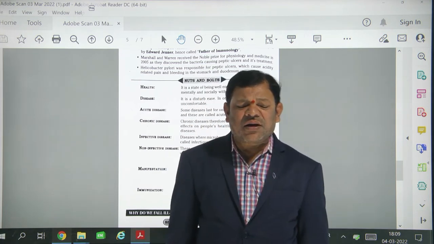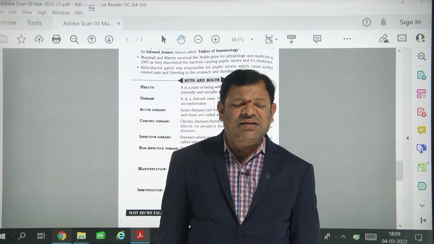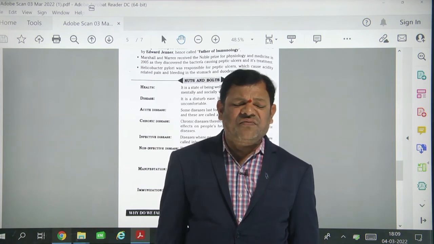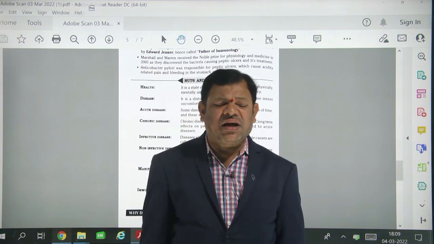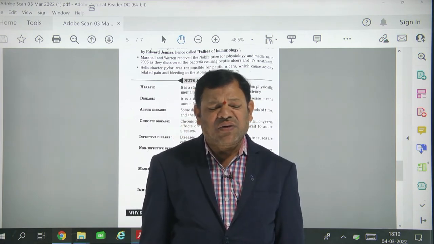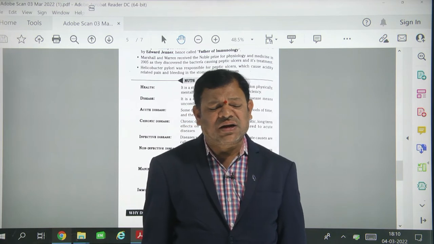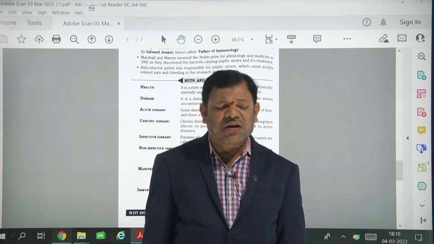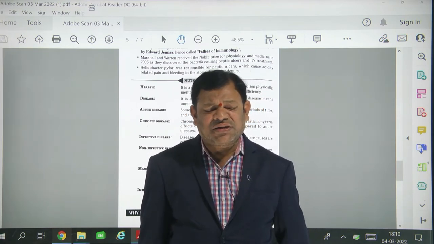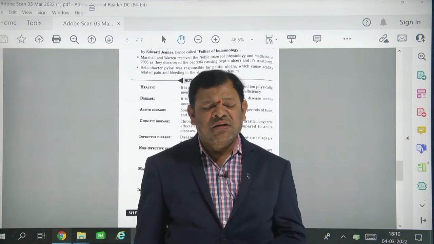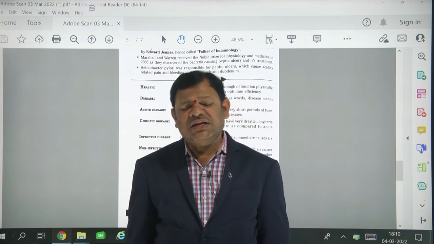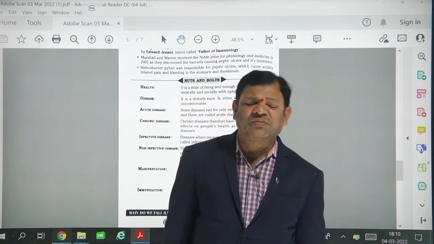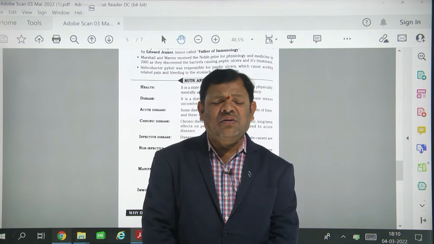What are microorganisms? We already studied them in the second lesson, Microorganisms: Friend and Foe. Organisms which we cannot see with the naked eye, but can see with the help of a microscope, are called microorganisms. Five types of microorganisms are present: bacteria, viruses, fungi, algae, and protozoa.